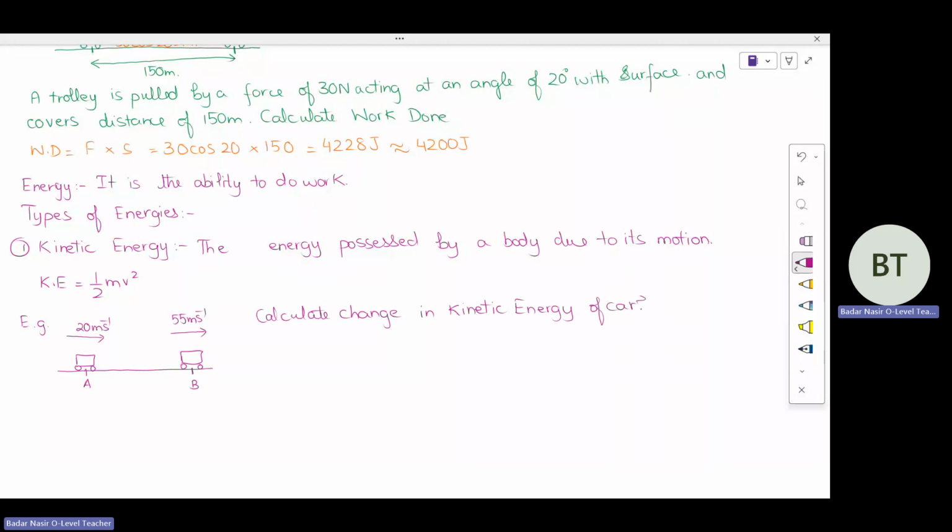Anyone? If anybody who can answer this one? Sir, is mass given of the car right now? Oh, sorry. The mass of the car is 850 kgs. Sir, do we have to use the formula 1/2 m (v square minus u square) क्योंकि वो तो change in velocities होता है.